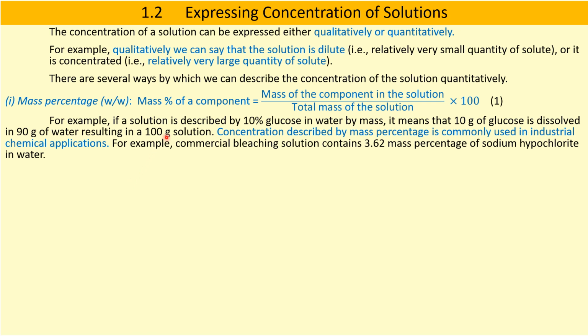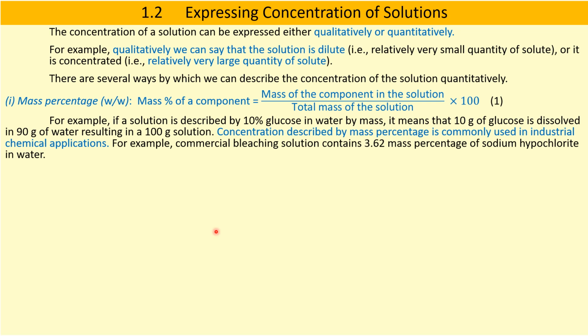For example, if a solution is described by 10% glucose in water by mass, it means 10 grams of glucose is dissolved in 90 grams of water, resulting in 100 gram solution. Concentration described by mass percentage is commonly used in industrial chemical applications. For example, commercial bleaching solution contains 3.62 mass percentage of sodium hypochlorite in water.